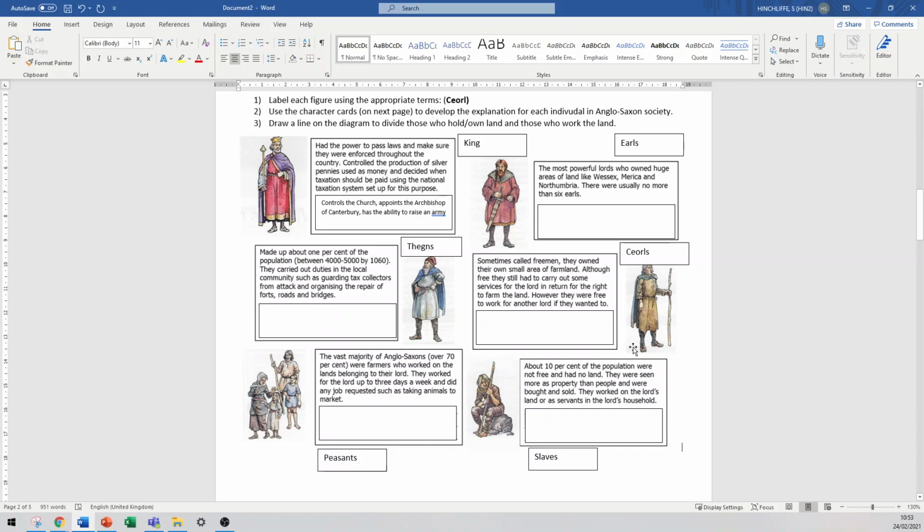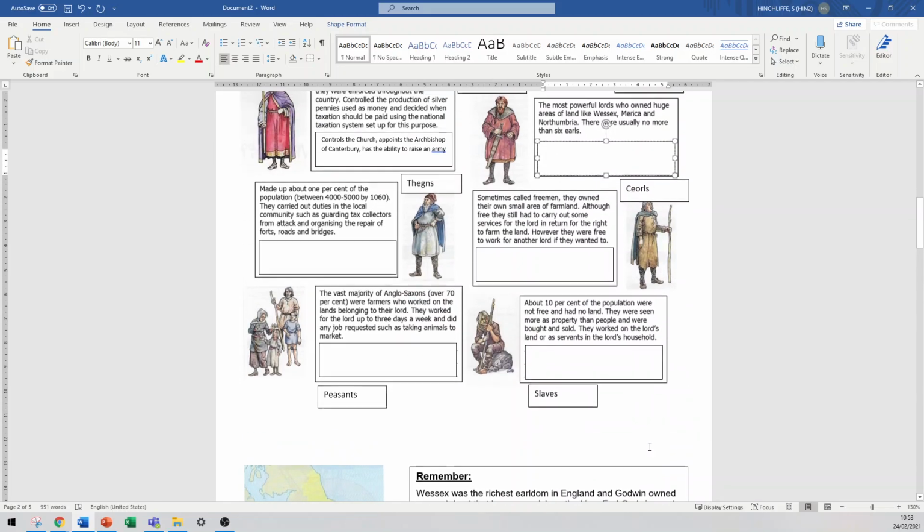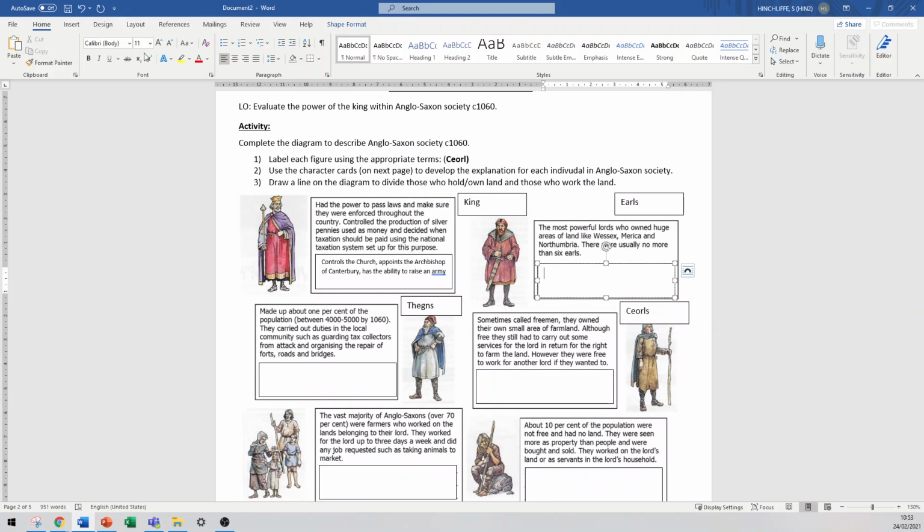Okay, so let's have a look then. So the Earls, extra information here for the Earls. You should have written down this one here. So they're trusted advisors to the king, and they're expected to protect the people who live on their land. But the key thing is that they are trusted advisors to the king, and protect their people on their land.